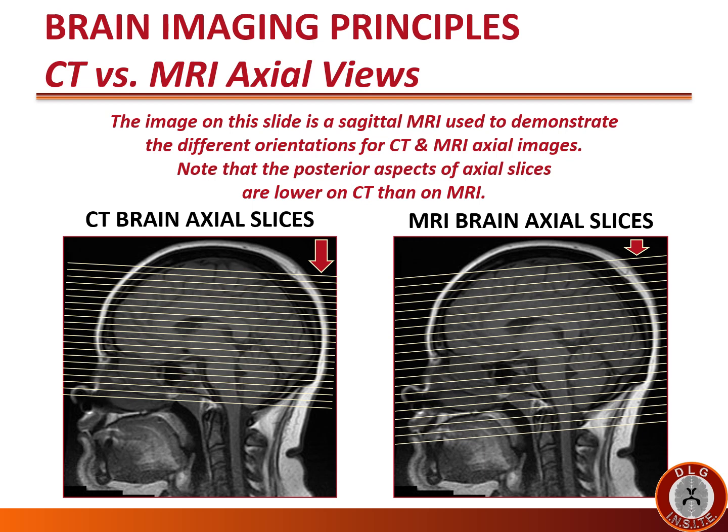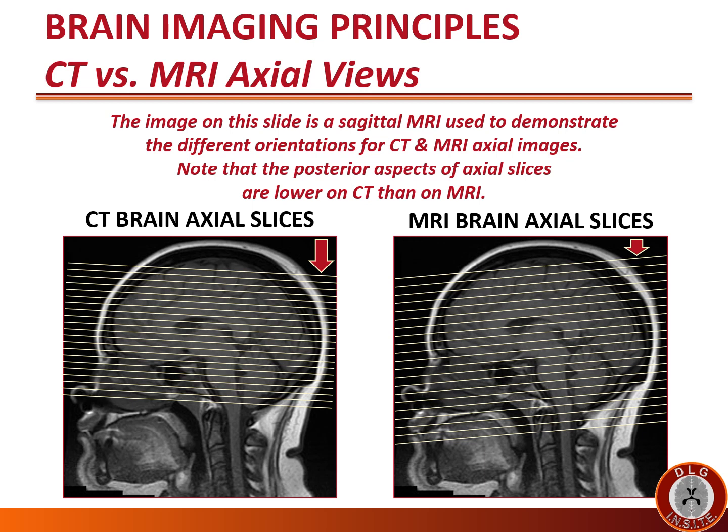It is important to realize that the axial views of CT and MRI scans are slightly different. The image on this slide is actually a sagittal MRI used to demonstrate the different orientations for CT and MRI axial images. On the image to the left, slices are shown the way they are obtained on CT brain. And the image on the right, slices are shown the way they are obtained on MRI brain.